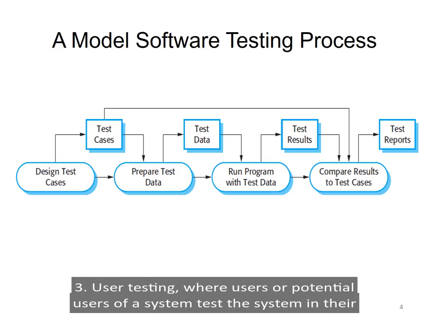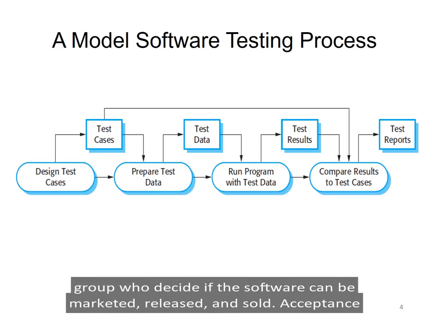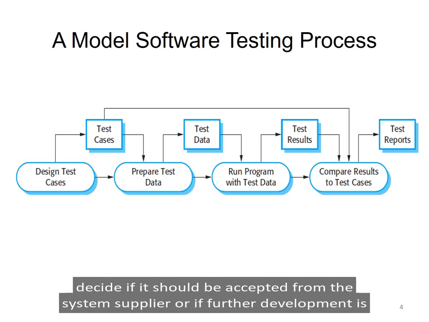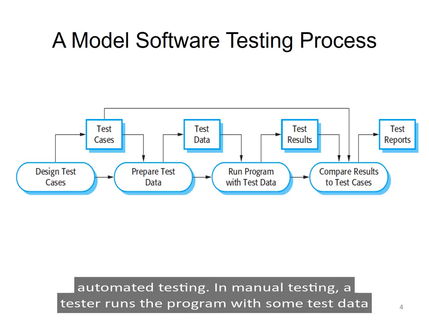Number 3. User testing, where users or potential users of a system test the system in their own environment. For software products, the user may be an internal marketing group who decide if the software can be marketed, released, and sold. Acceptance testing is one type of user testing where the customer formally tests a system to decide if it should be accepted from the system supplier or if further development is required. In practice, the testing process usually involves a mixture of manual and automated testing.